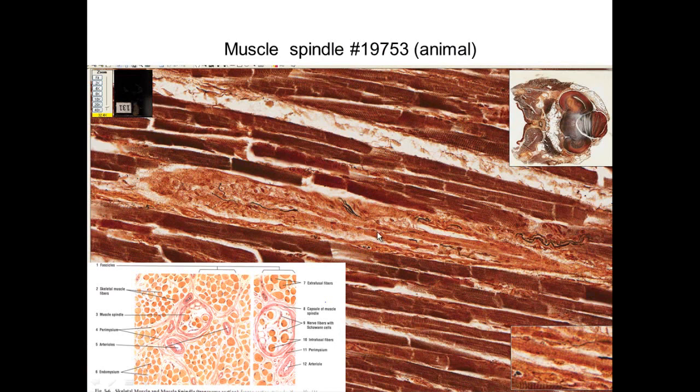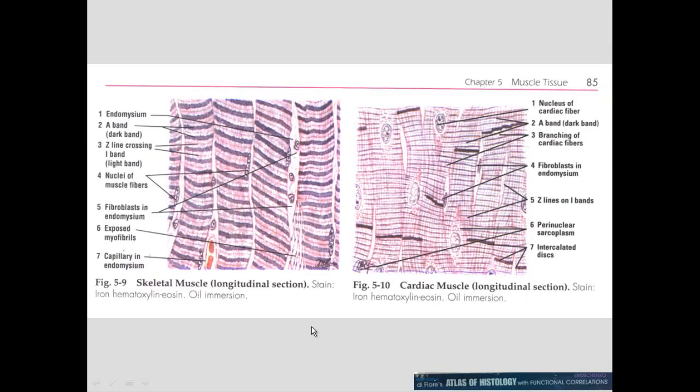So we can actually see some striations sometimes in the muscle cells which are inside the capsule of the muscle spindle. The other type of muscle is striated, and that's cardiac muscle.